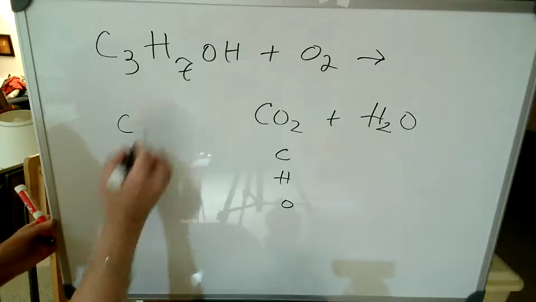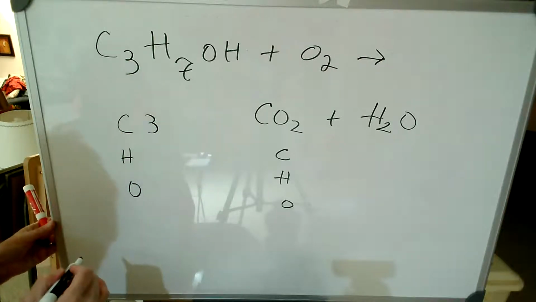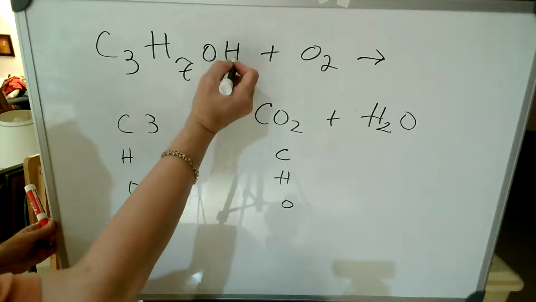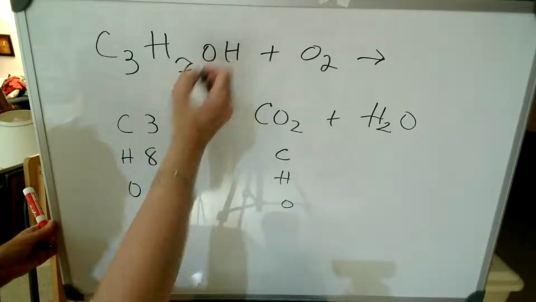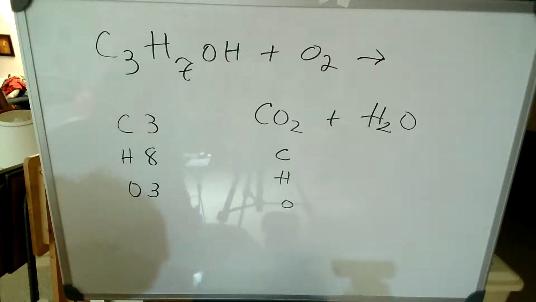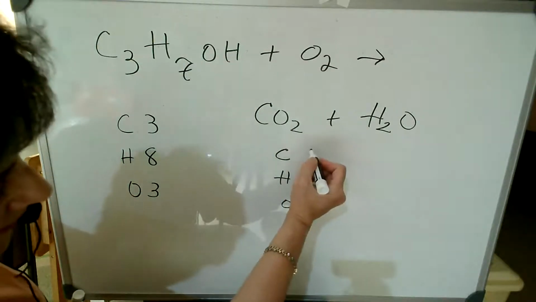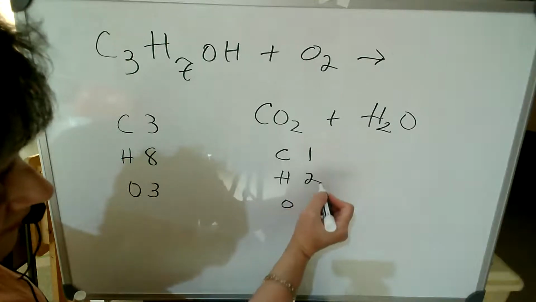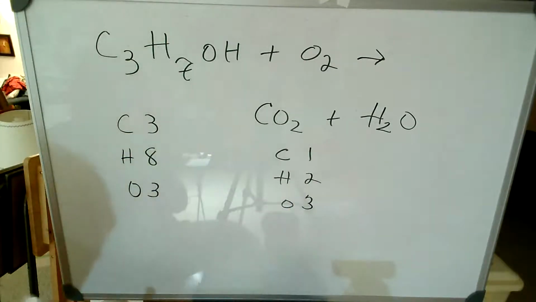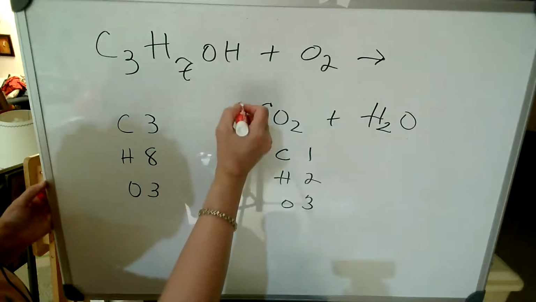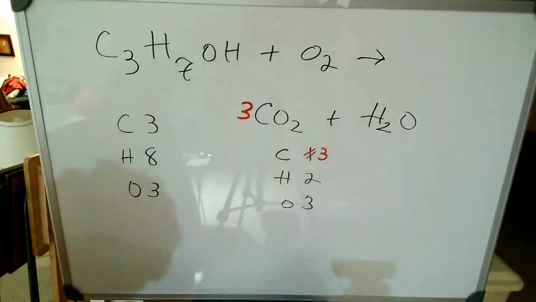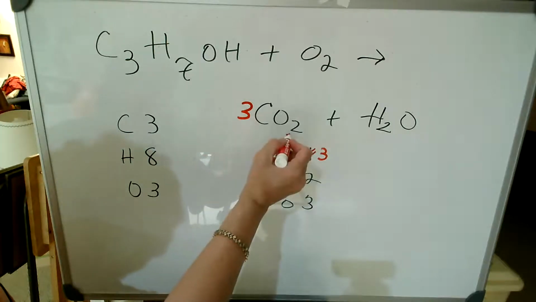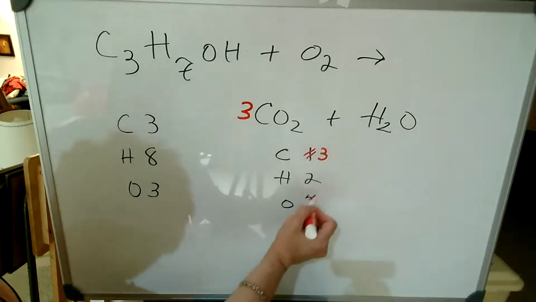All right, carbon, 3. Hydrogen, be careful, 7 and 1 is 8. Oxygen, 2 and 1 is 3. Now we got carbon dioxide, carbon 1, hydrogen 2, and oxygen 3. All right, so what we have here is carbon 3, 1. We're going to make this 3 as well. So that changes the carbon to 3. And now the oxygen is 3 times 2 is 6, 1 is 7.